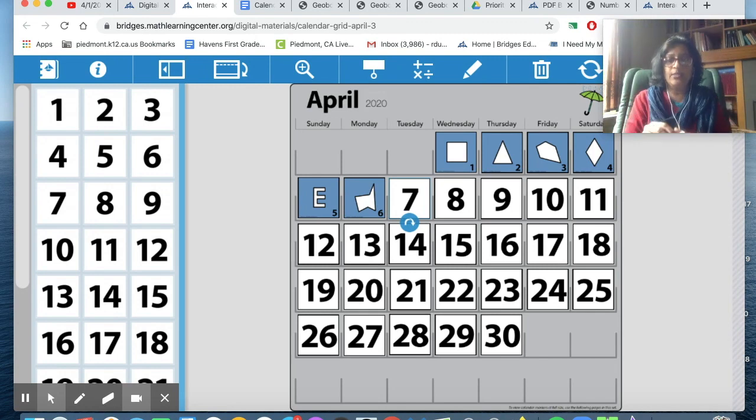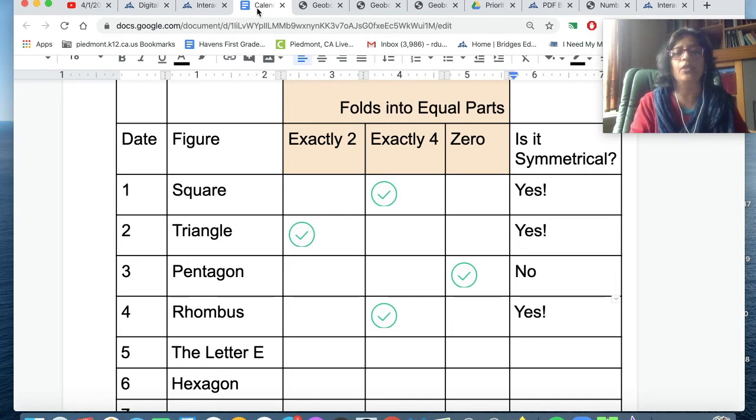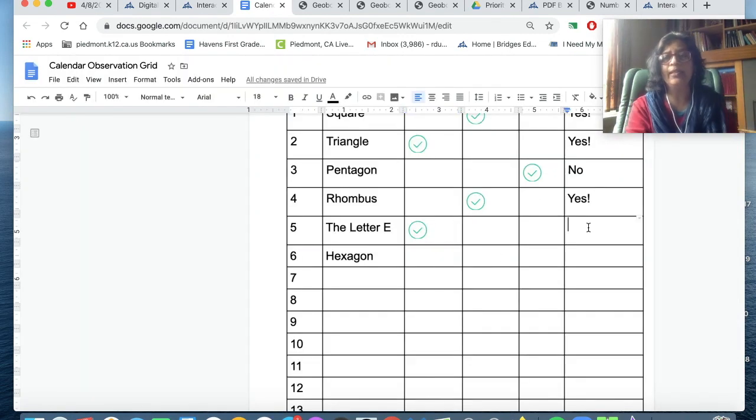Okay, so we would say, yeah, you can fold it in half. You can do that. You would say that the letter E was symmetrical just once. If you fold it in half, it was symmetrical.